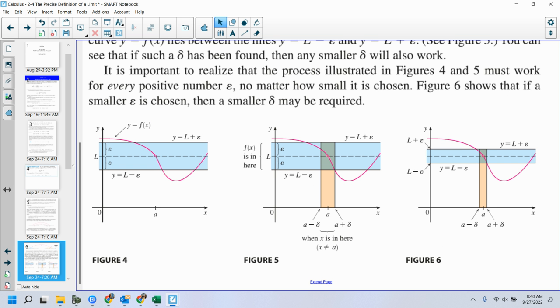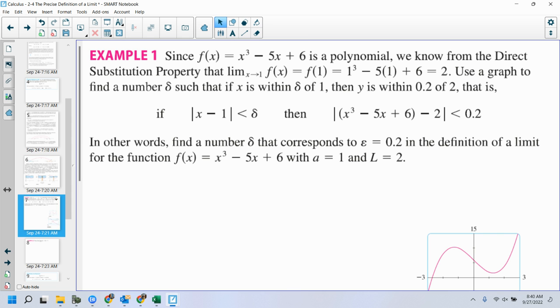We're looking at our acceptable range, and then we're kind of playing target practice with the x values. We're saying, okay, what x values are going to get us in that acceptable range, and that's going to be our delta. The smaller we make our epsilon, the smaller we have to make our delta. Okay. The closer we have to get to x.